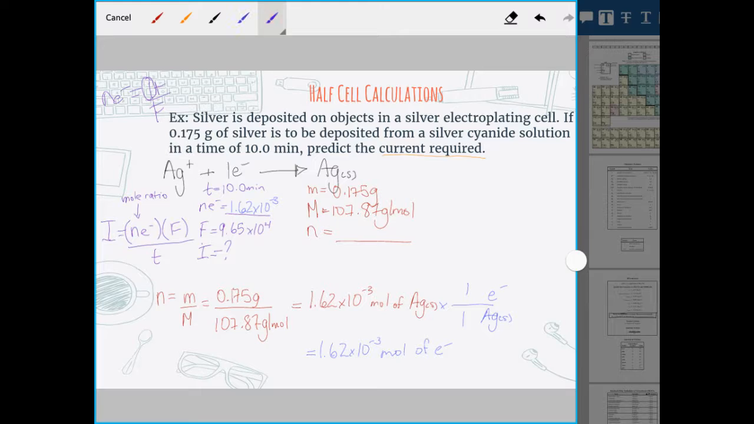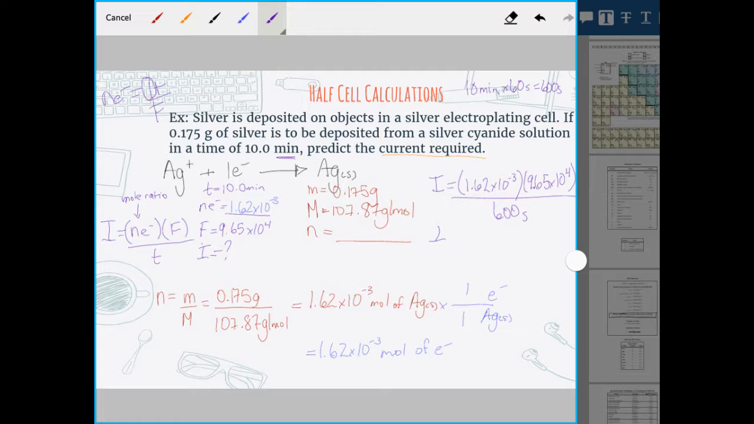So when I do my calculation that I have to do in purple, which I'm actually just going to sneak up in this right-hand corner here because I'm running out of space, I have my current equals my number of electrons times Faraday's constant, 9.65 times 10 to the 4, over my time. Again, my time is 10 minutes. Now, remember, we need our time in seconds. So I have 10 minutes times 60 seconds, which is 600 seconds.